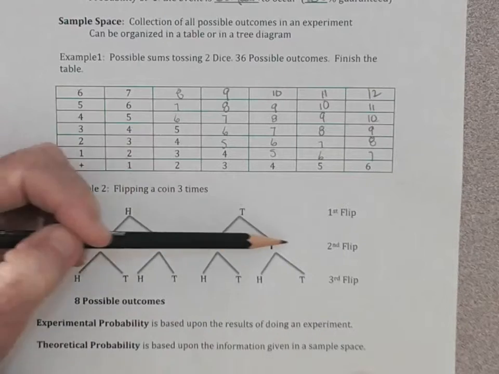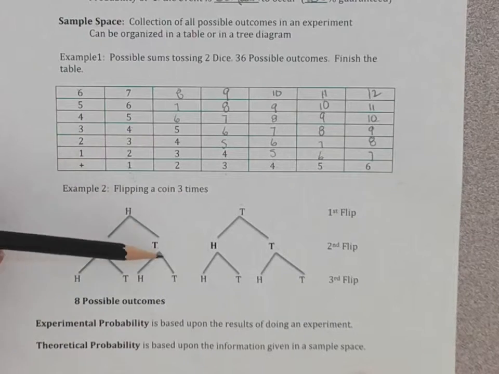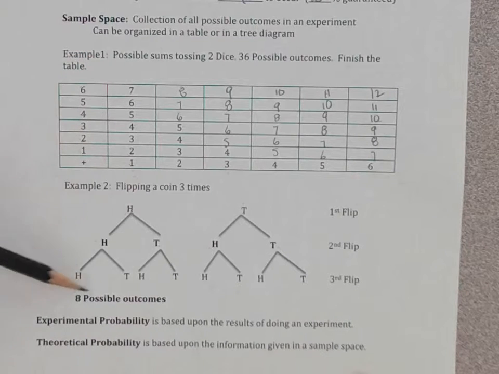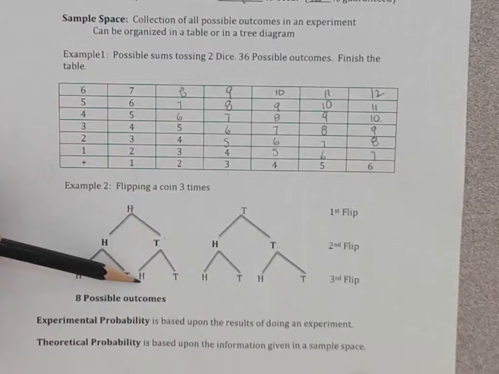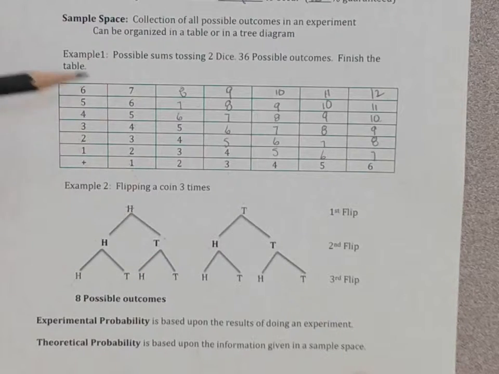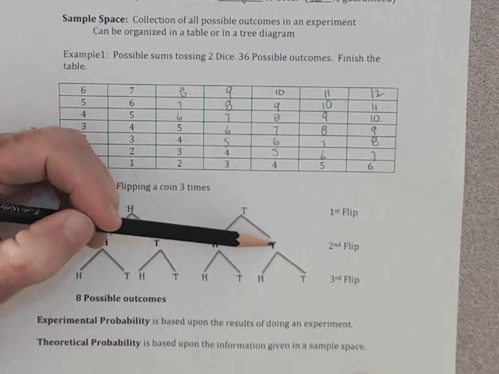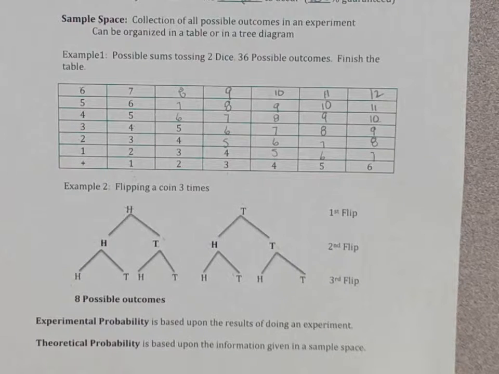So if we flip the coin 2 times, we can see there's 1, 2, 3, 4 possible outcomes. Head, head, head, tail, tail, head, tail, tail. If we flip it a 3rd time, then we get these possible outcomes. Head, head, head, head, head, tail, head, tail, head, head, tail, tail. Or if we start with a tail, we're going to get tail, head, head, tail, head, tail, tail, tail, head, tail, tail, tail. So that is a real handy way of doing it when you have different combinations you want to look at.